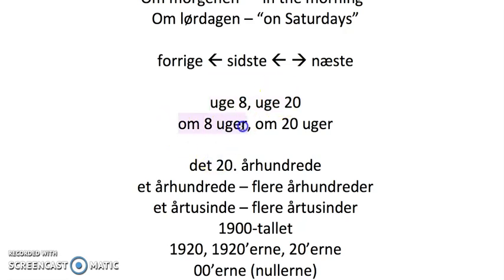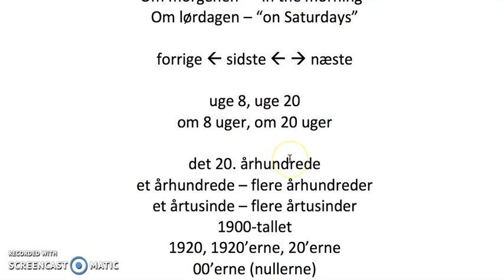All right. Om 8 uger, om 20 uger means in 8 weeks time, in 20 weeks time, this and this will happen. Om 8 uger skal jeg på ferie. In 8 weeks time, I'm going on vacation.